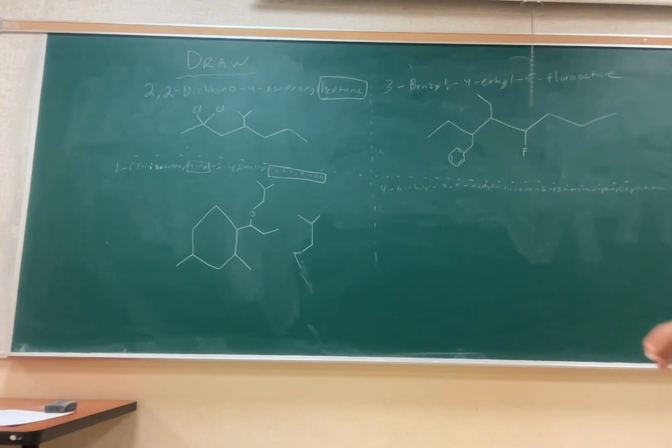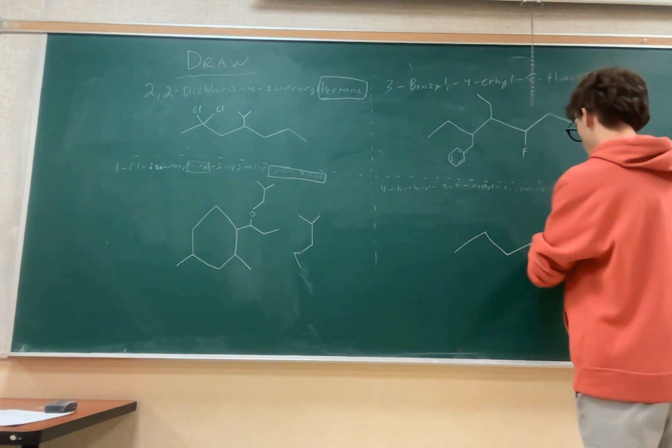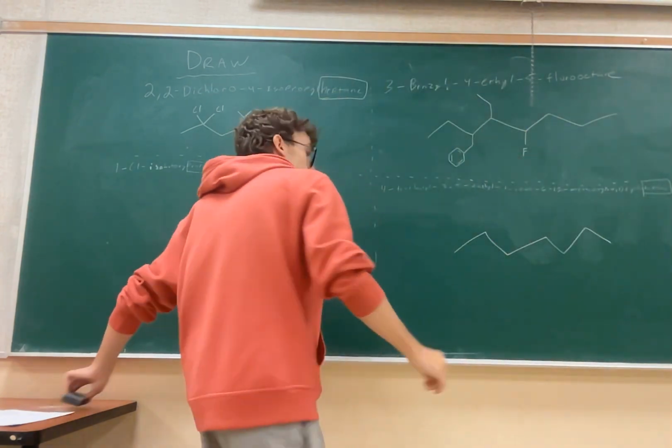I do not think that you can read that from where the camera is, but it says 4-tert-butyl, 3,5-diethyl, 1-iodo, 6-(2-methoxypropyl)cycloheptane. Holy crap, that's a mouthful. I will keep that name in the description for you. But what do we start with? The name, heptane. 1, 2, 3, 4, 5, 6, 7. That's 7. Oh, I made a mistake.